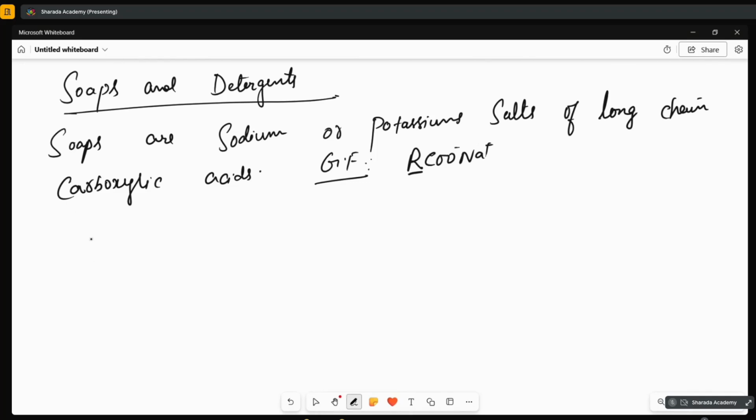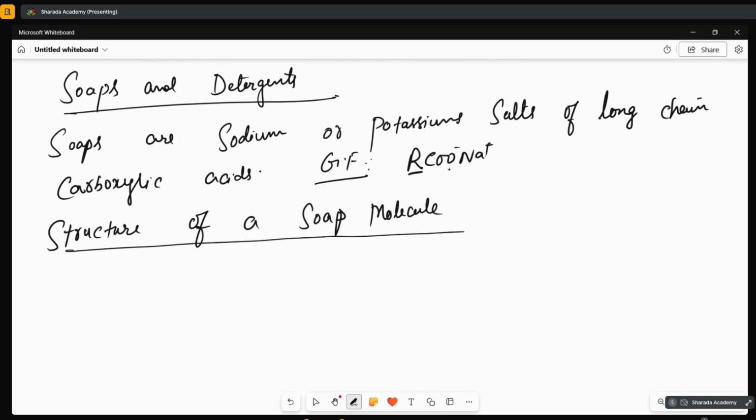Okay. Then structure of the soap. This also we wrote. Okay. We have to write the explanation, I think. So structure of a soap molecule. What is G? General formula. Write down soap molecule. They will ask about the structure of soap molecule or some related question to this.